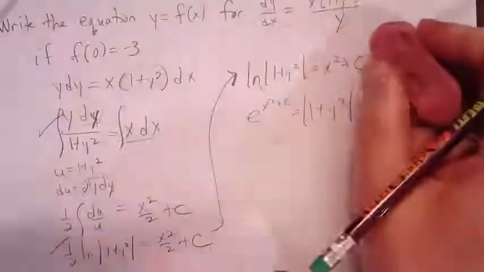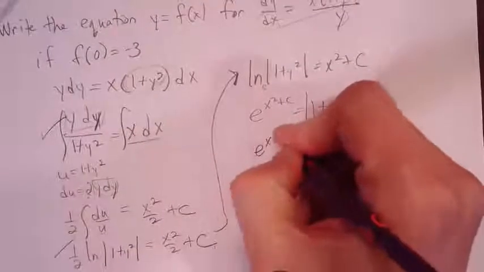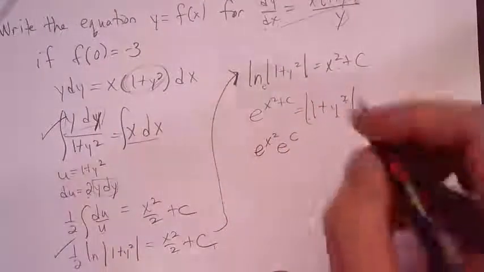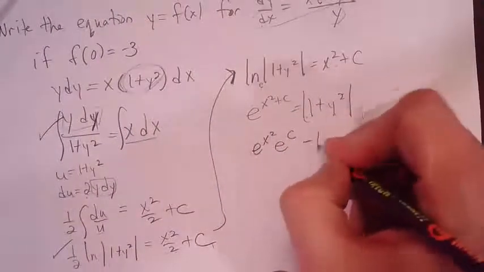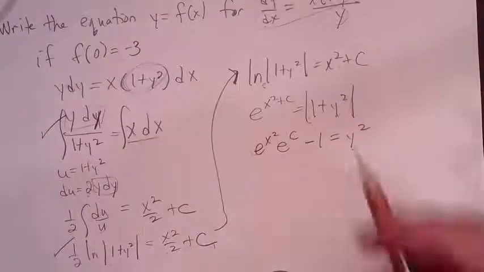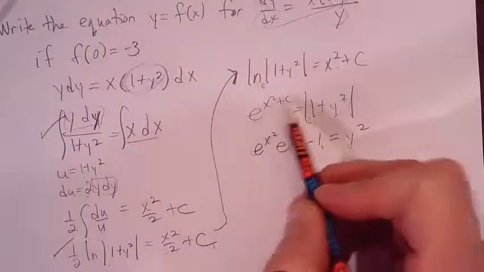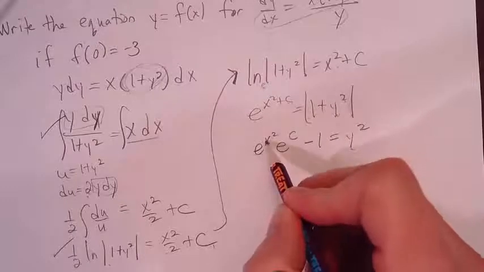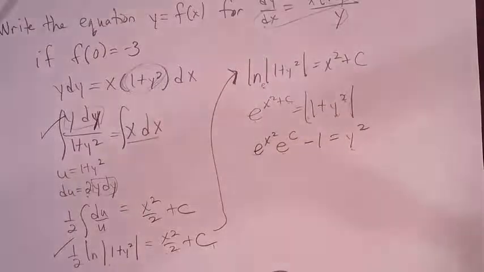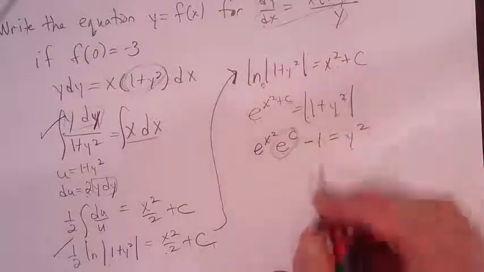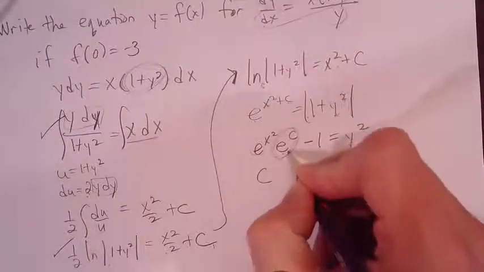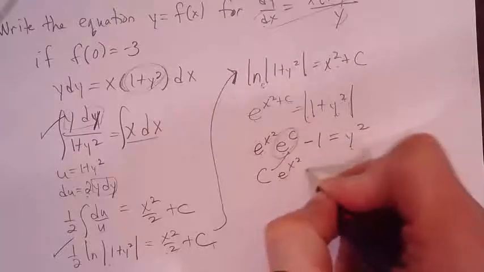Better yet, I'm going to call this e to the x squared times e to the c, and then minus 1 equals y squared. Because again, e to the a plus b, you can split that up and say e to the first thing times e to the second thing. That means this is just a constant. So I'm going to call this constant times e to the x squared minus 1.